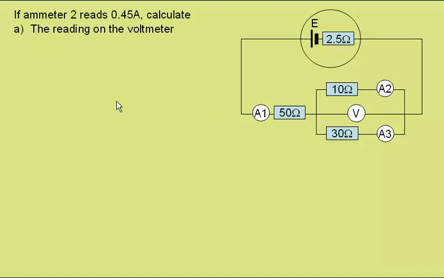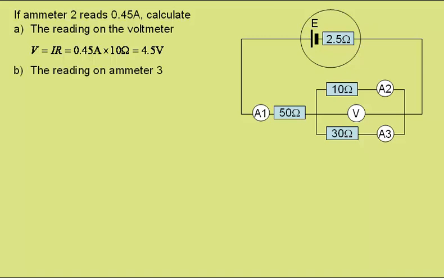Well, for this we can use Ohm's law that V equals IR. Putting in the figures gives a reading on the voltmeter of 4.5 volts. For part B, we're asked for the reading on ammeter 3, this one. Well, again we can use Ohm's law. Current is voltage over resistance, giving a current through ammeter 3 of 0.15 amps.